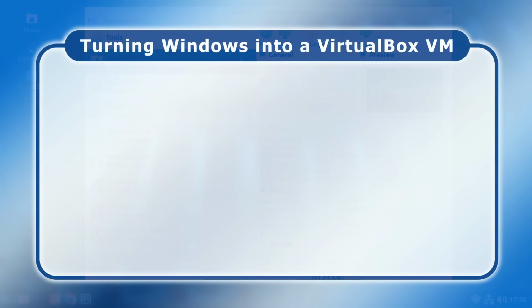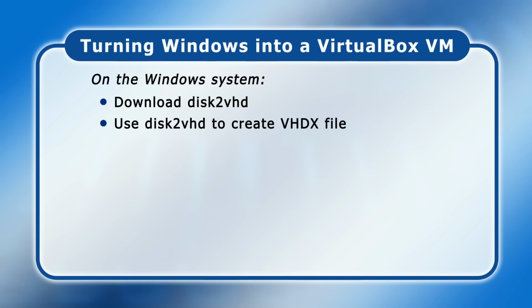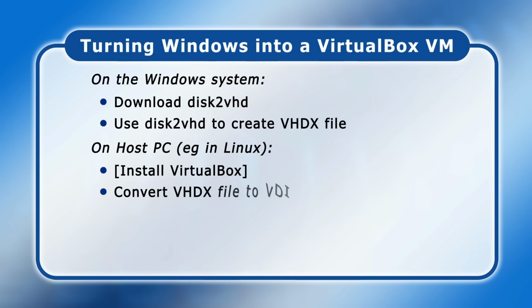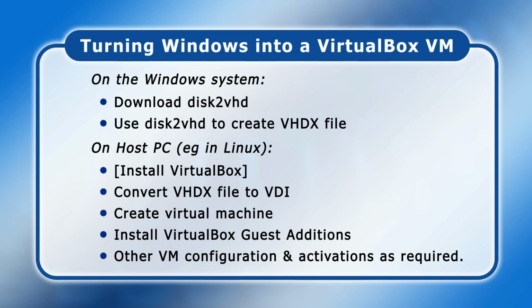The process will involve, first on the Windows PC, downloading an application called Disk to VHD, and then using it to create a VHDX virtual drive copy of the Windows installation. We'll then go across to our host Linux PC, where, with VirtualBox installed, we'll convert our VHDX file to the native VDI format used by VirtualBox, and then we'll use it to create our virtual machine. To get everything working properly, we'll then install VirtualBox Guest Additions, following which other configurations and activations may well be required.